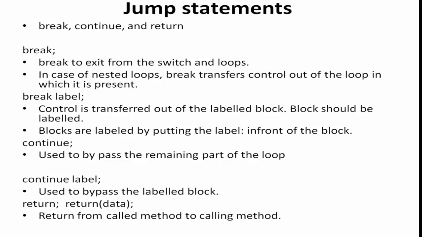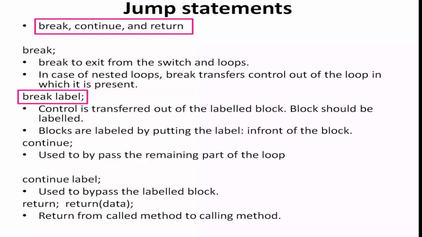Jump statements. In order to use the jump statements, you have break, continue and return statements. Break is used to exit from the switch and loops, and in case of nested loops, break transfers control out of the loop in which it is present. Next one is break label. The control will be transferred out of the labeled block. Blocks should be labeled. Blocks are labeled by putting the label in front of the block.